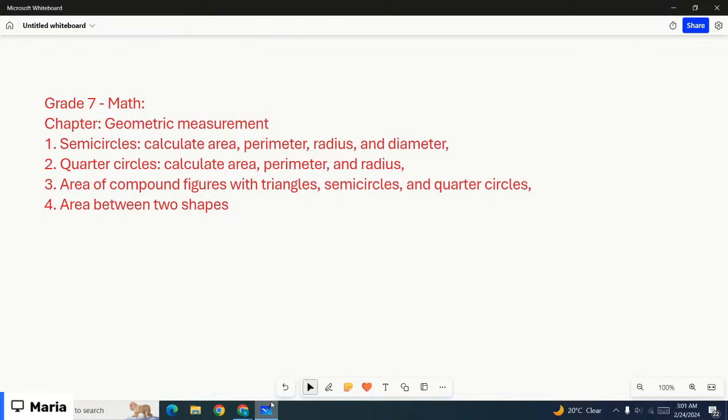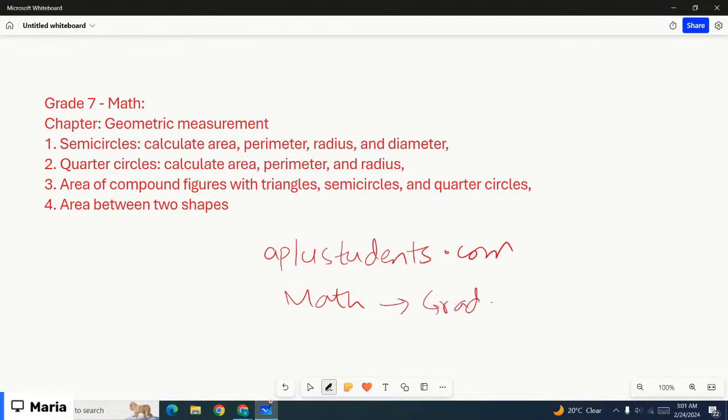You can find all the lessons on aplusstudents.com. You have to log in there using your email address, and the password is provided by the administrator. Then select math from the subject tab. Scroll down to grade 7 and click on view all lessons. There you can find a list of the chapters.